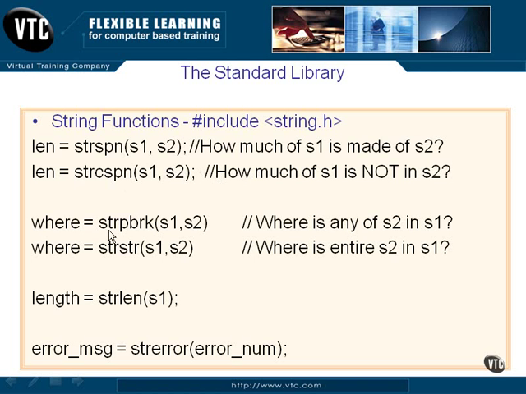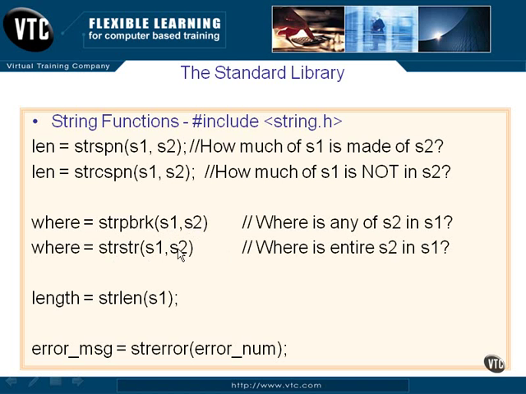Here is a string PBRK. What we're looking for here is any place in S1 where any of the characters of S2 are located. Where is any of S2 in S1? So we're looking to see if any characters of this are located in there.